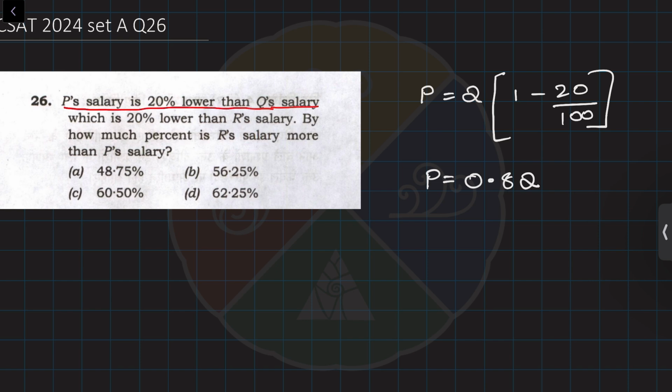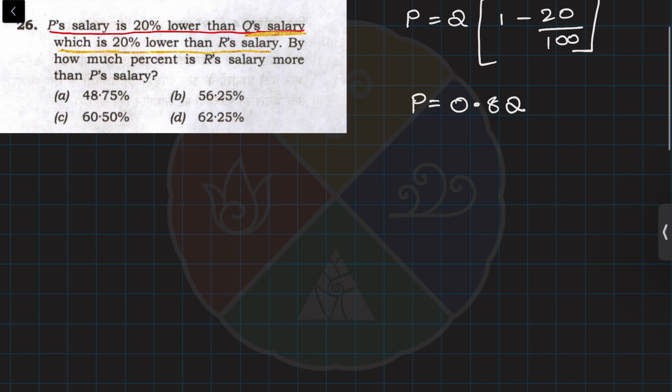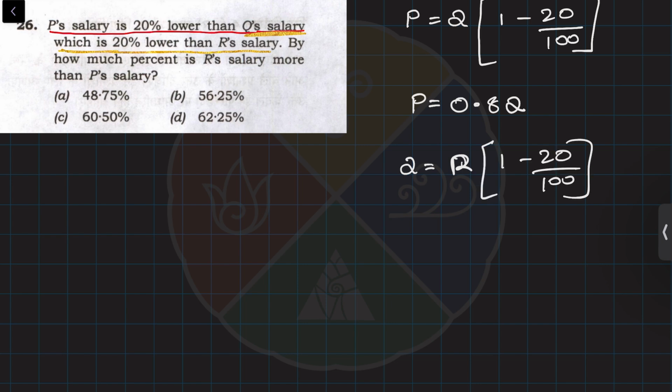Now the next part, which is about Q's salary. Q's salary is 20% lower than R's salary. That basically means that Q's salary is again 20% lower than R's salary. It's going to give you that Q is equal to 0.8 R.